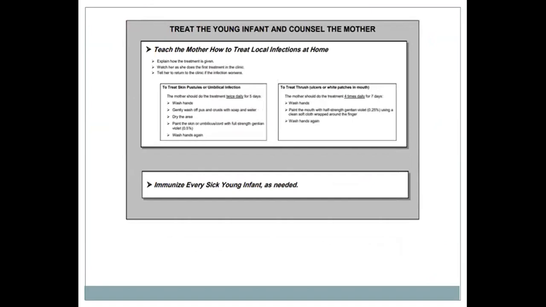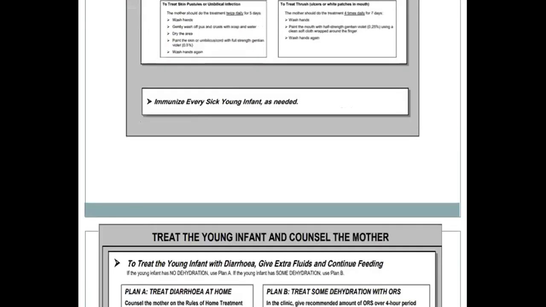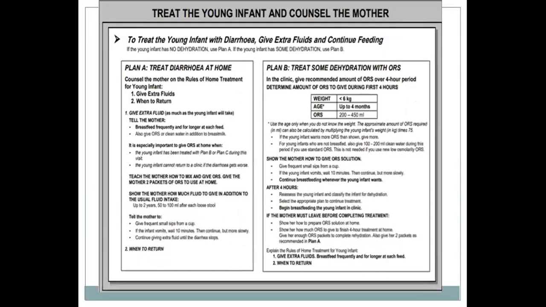Immunize any child who has thrush or oral ulcers. Also counsel the mother to wash her hands and paint the mouth with full strength gentian violet using a clean, soft cloth wrapped around the finger. Immunize every sick child as needed. Treat the infant and young infant.